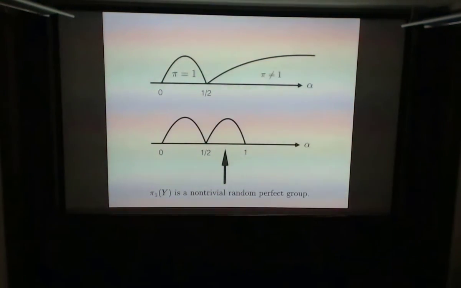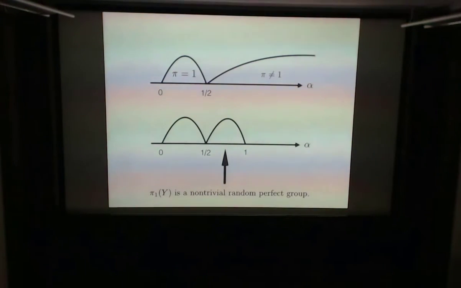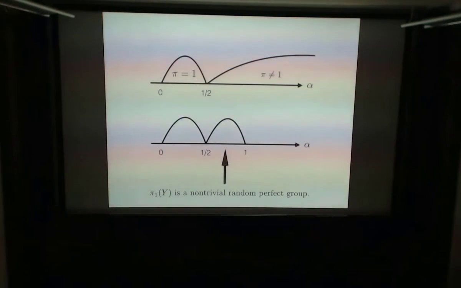It has trivial abelianization, which is a bit surprising. Actually, I just want to say that in many instances in stochastic topology, if something happens, it happens for a very simple reason. There's a kind of general principle that if something is true in stochastic topology, it's true for some simple reason. But it's not true in general. For example, here is one of the instances when it is not true. The appearance of a non-trivial random perfect group is not an obvious thing.